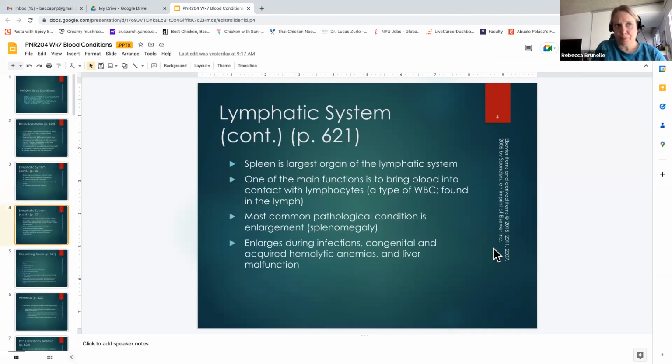So the spleen kind of brings pathogens and cells that fight pathogens together, and they produce a specific type of white blood cell called lymphocytes.